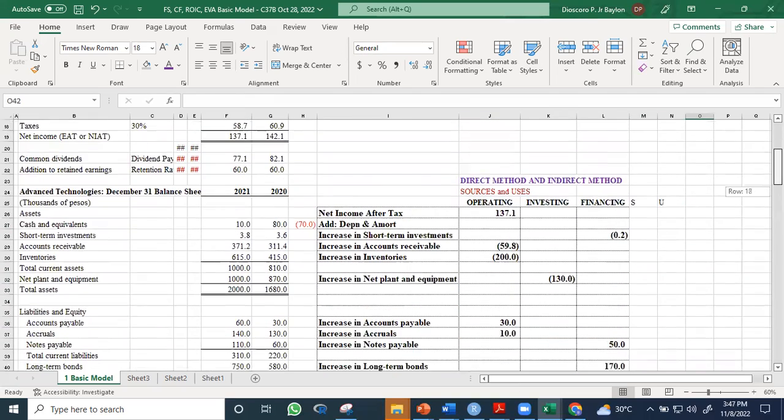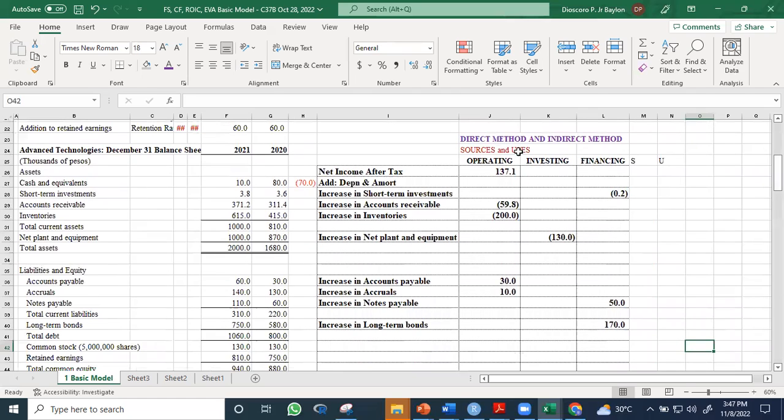Okay, so review natin ulit ha. We're using here the indirect method, no? And we said that the statement of cash flows tells us of the sources and the uses of cash from operating, investing, financing. So where do we start? Tinan muna natin itong mga iba. Yung balance sheet accounts natin, si short-term investments, that will fall under financing. Nag-increase siya, therefore, use of cash. Accounts receivable, inventories, that will form part of operating. Both increased, so since they are assets, use of cash yan. Net plant and equipment will fall under investing. Nag-increase siya ng 130, use of cash.